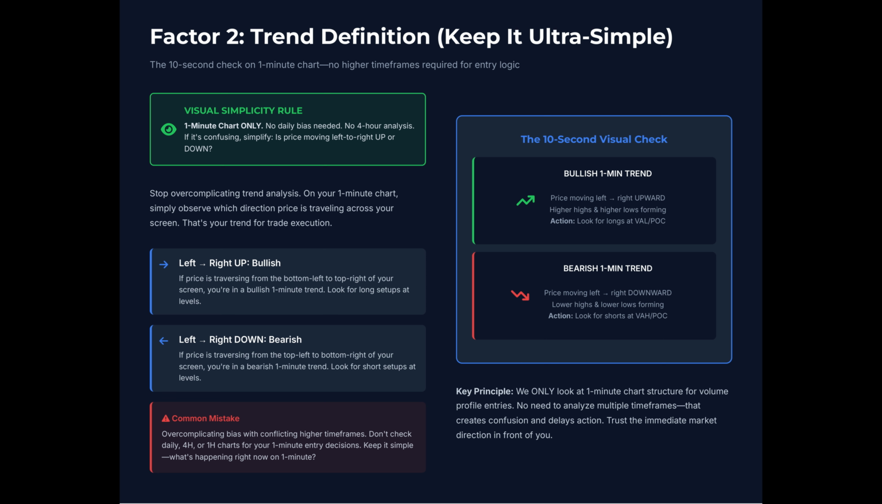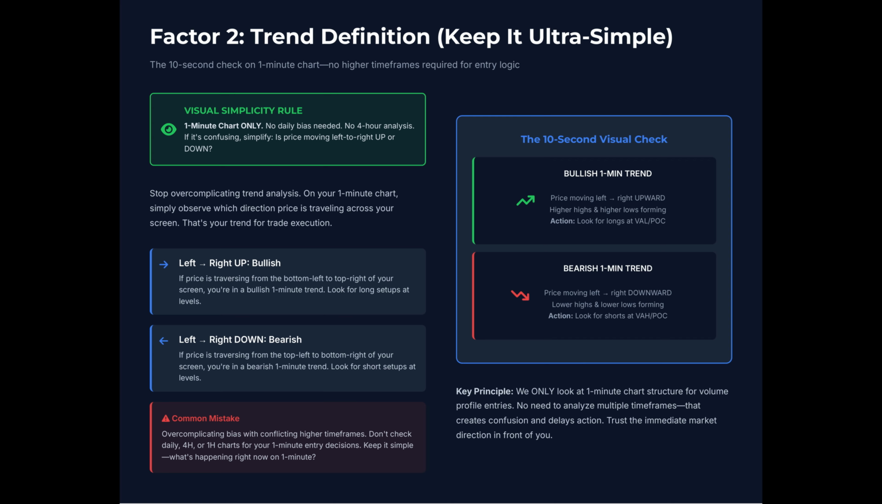The 1-minute chart is your only tool for trend definition. Not the 5-minute, not the 15-minute, not the hourly, just the 1-minute chart. You're looking at price structure from left to right across your screen. Why the 1 minute? Because volume profile levels are precision entry tools. You're entering at specific zones, value area lows, points of control, value area highs. These are micro-level decisions, and they require micro-level trend analysis. The 1-minute chart gives you real-time clarity on whether buyers or sellers are in control right now.